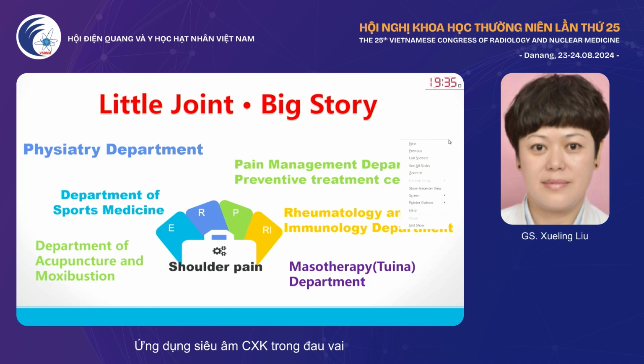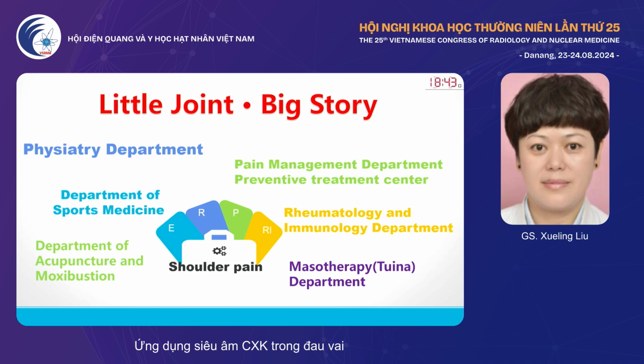We know shoulder pain is a common symptom. We can see many patients in different departments in the hospital. Epidemiological investigation shows that the prevalence of shoulder pain is 6% to 27%. It is the first major disease of the musculoskeletal system.